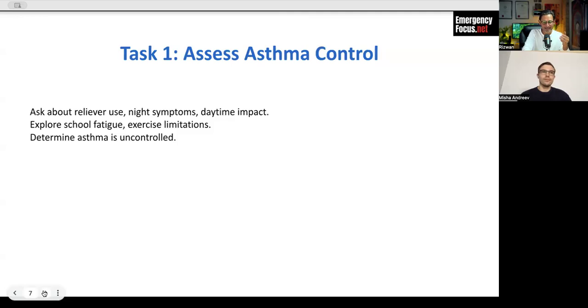Now, assess asthma control. Ask about the reliever use, night symptoms, daytime impact, and obviously school-related activities like fatigue, unable to play soccer, swimming, or any of the other things. And determine if asthma is uncontrolled based on that chart which I showed you. Okay.